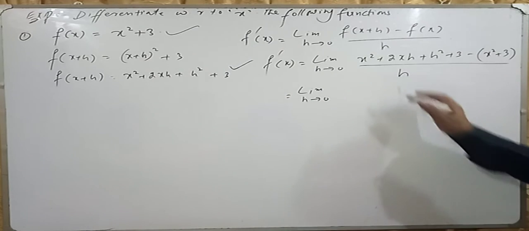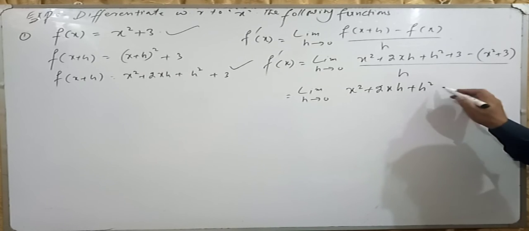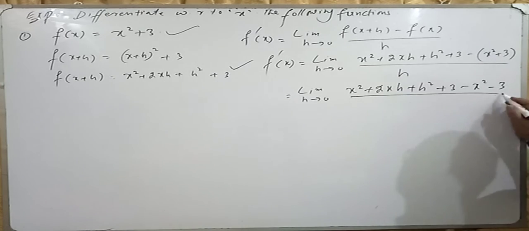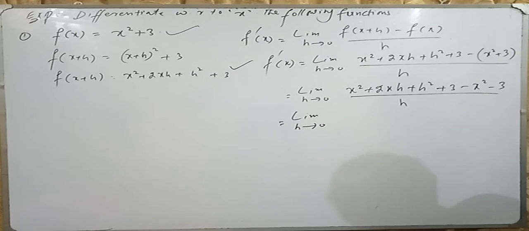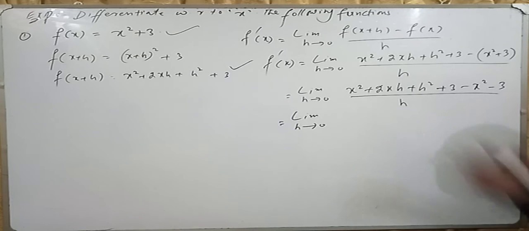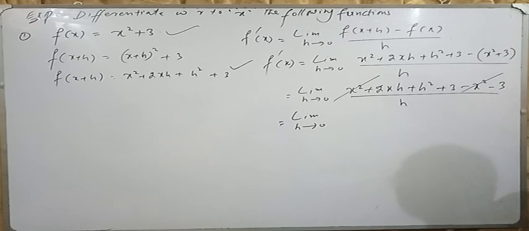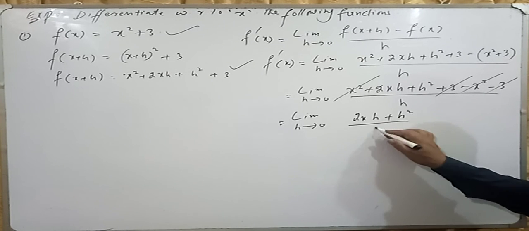Now second step: limit h tends to 0, simplify if there is a chance. We have a chance: x square plus 2xh plus h square plus 3, minus multiplied by plus or minus x square, minus multiplied by plus or minus 3, divided by h. Now we will search for simplification. X square cancels with x square, plus 3 cancels with minus 3. What will remain? 2xh plus h square divided by h.